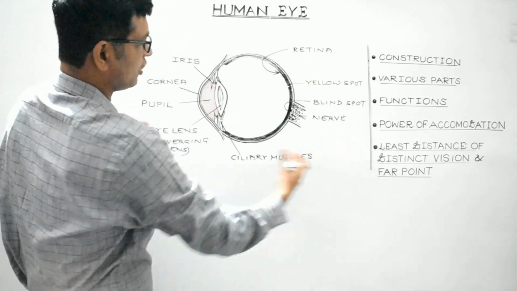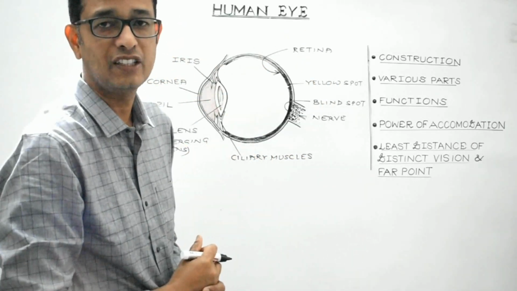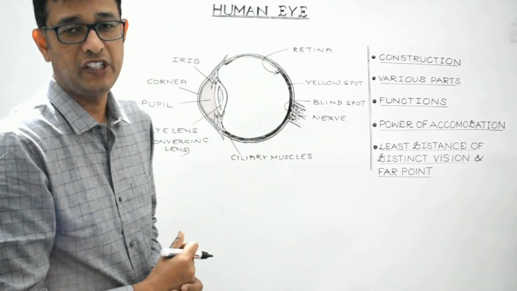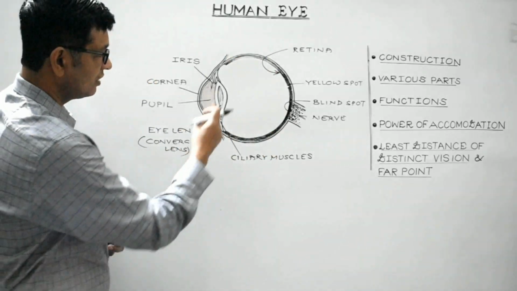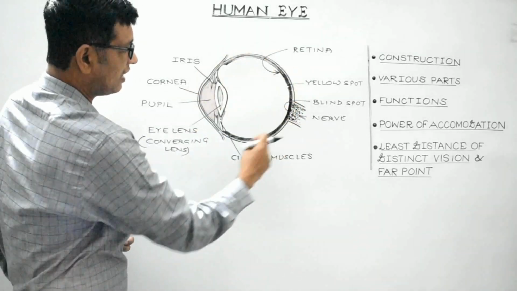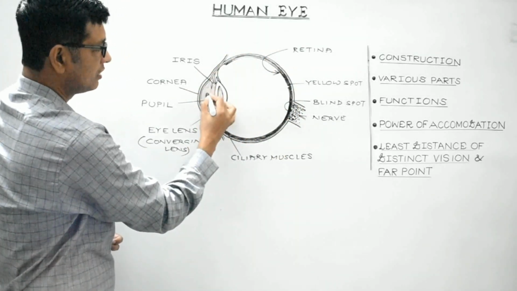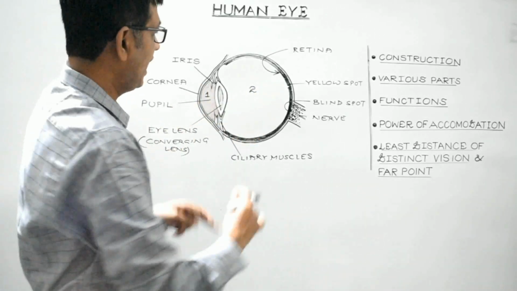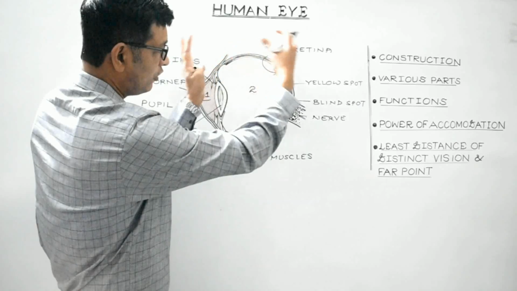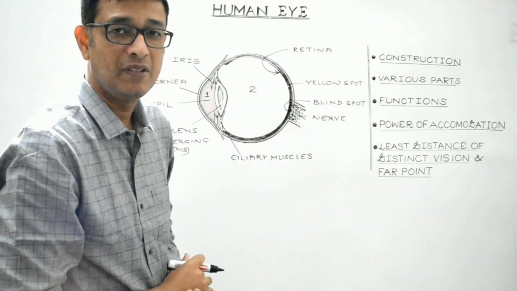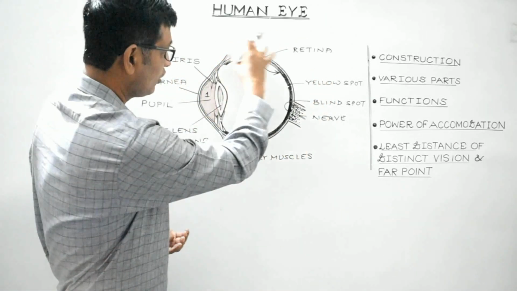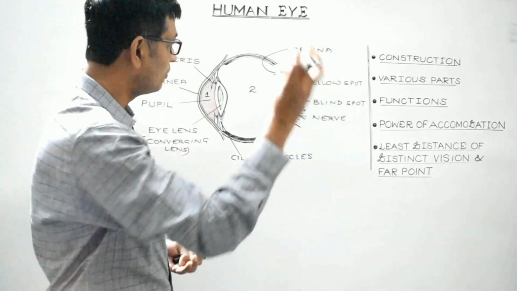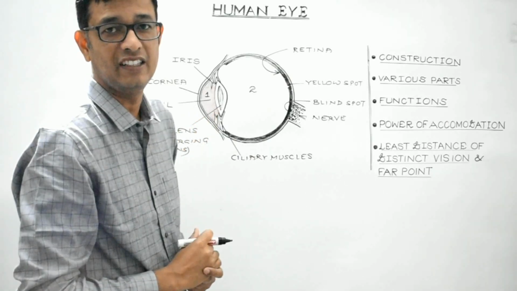So this is the structure of human eye and various parts of human eye. And we have also discussed the function of each part. Also students, this crystalline lens divides the entire eye into two chambers. This is the first chamber and this is the second chamber. Actually, the eye is of almost spherical shape, and it holds its shape because of the pressure from the fluid which is inside the eye.